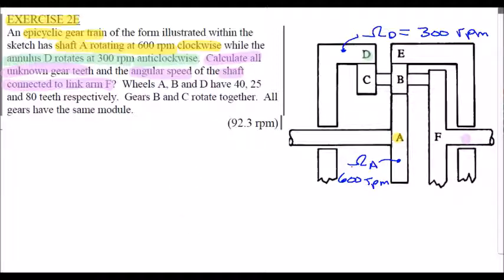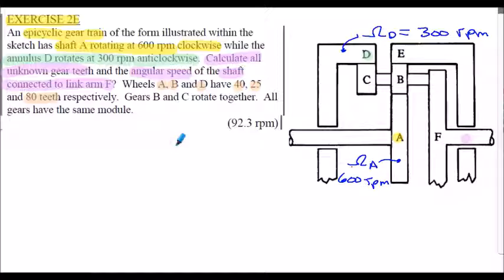We're given in the question some information. We're given that wheels A, B, and D have 40 teeth, 25 teeth, and 80 teeth respectively. Gears B and C rotate together, so they're compound gears. All gears have the same module. Nothing's fixed here in this case, so we need a slightly more complicated approach. That's the information from the question.